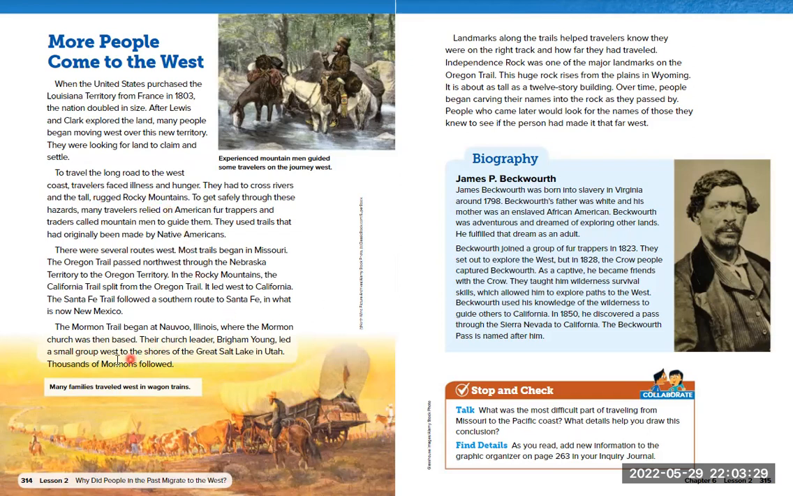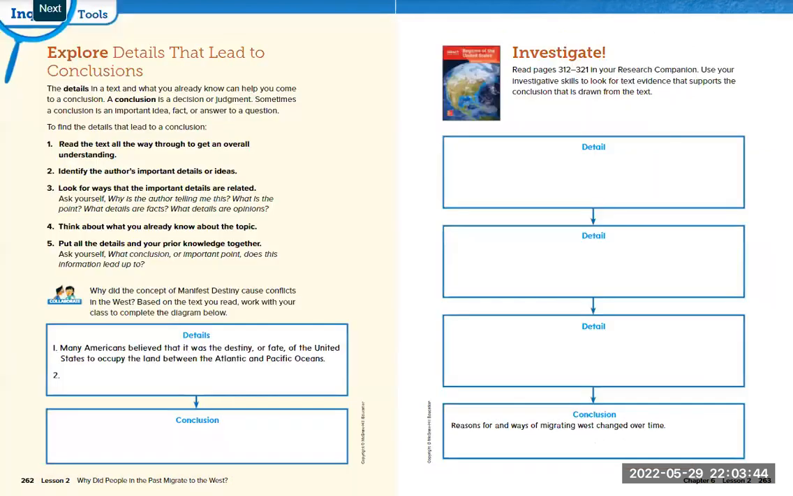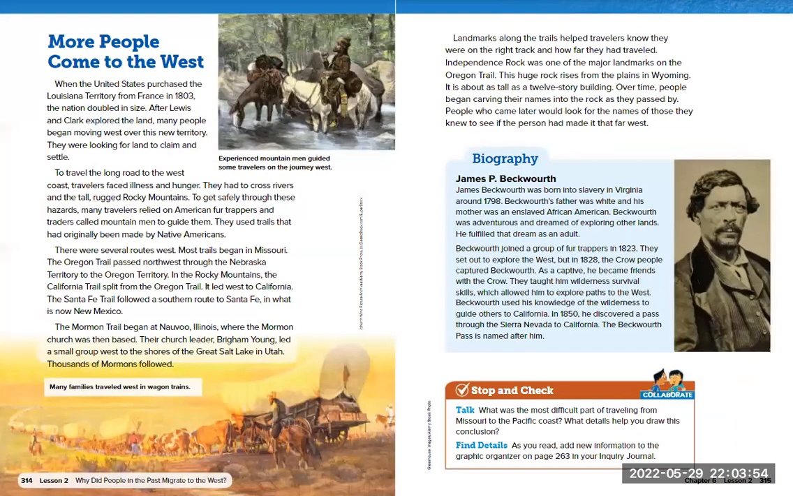Then they traveled by wagon trains in groups. And you can even write, why do you think that it would be safer to go as a group instead of one person by themselves? So the second one would be, then travelers traveled west as a group using wagon trails.